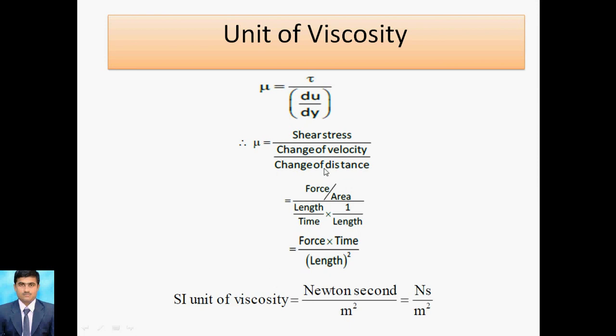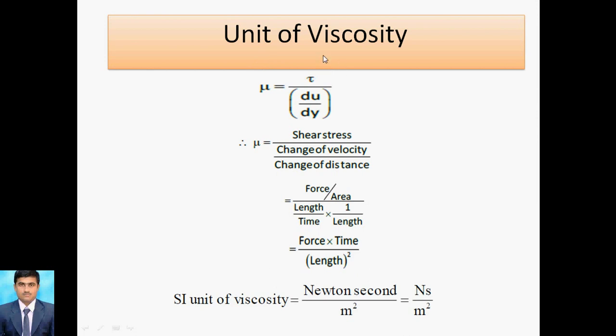And now the change of velocity, so you can take length upon time, into the change of distance, for which we take 1 upon length. So here length cancels out, and only force into time remains. Time goes on the upper side, so force into time divided by area, which is length square. So the equation becomes force into time upon length square. Force is in Newton, time is in seconds, and length in meter square. So the unit is Newton second per meter square for viscosity.